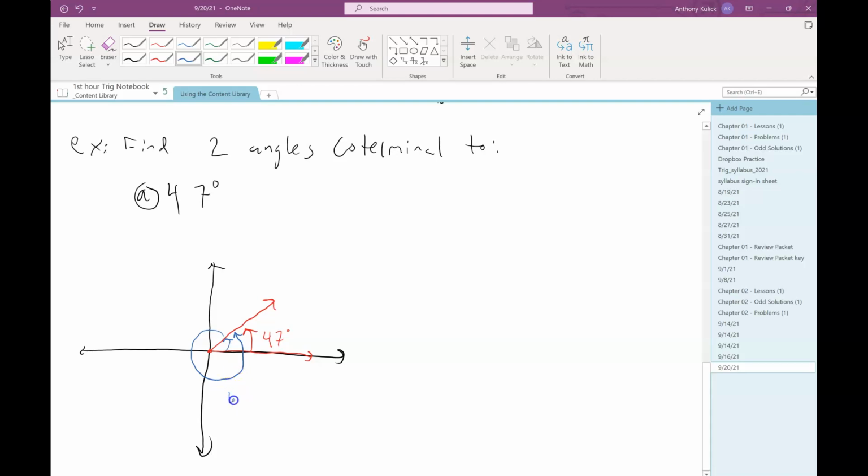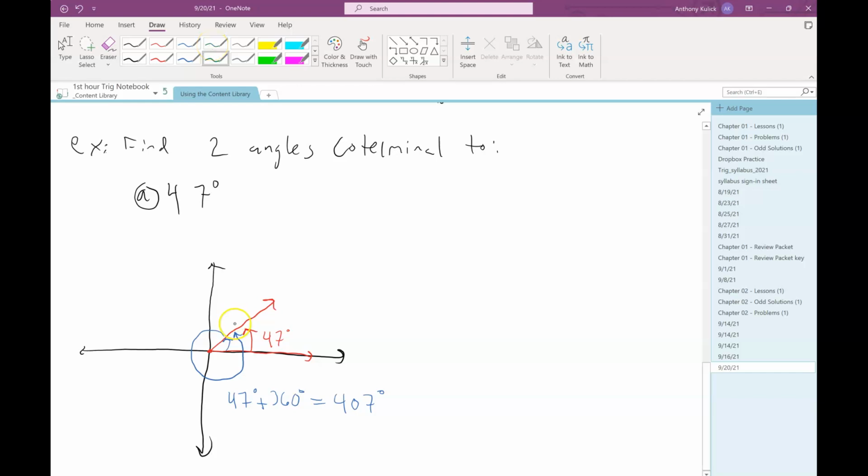So what did we do here? We did 47, and then a full spin is how far? 360. So that would be 407. So I did the 47 to get the coterminal in the same spot, and did a full spin to end up back at the exact same spot. Everybody's okay there?